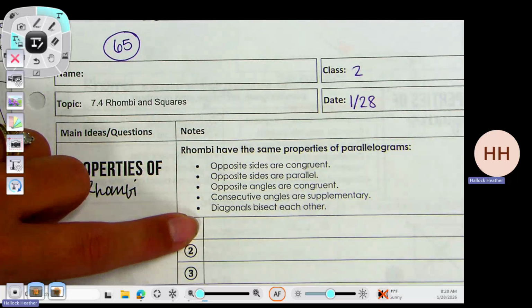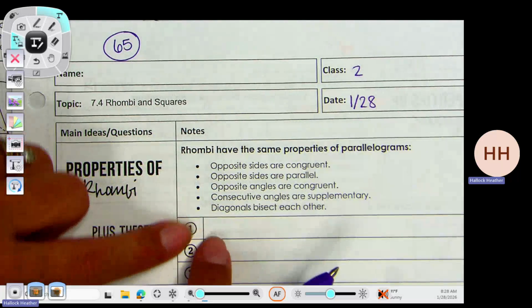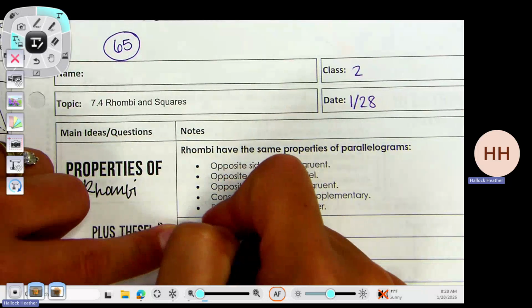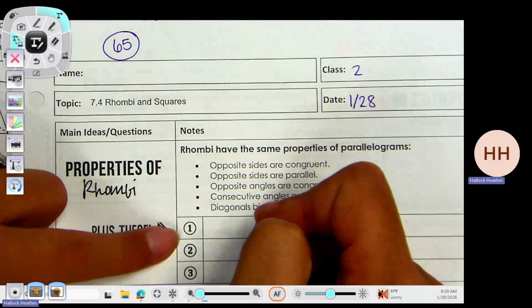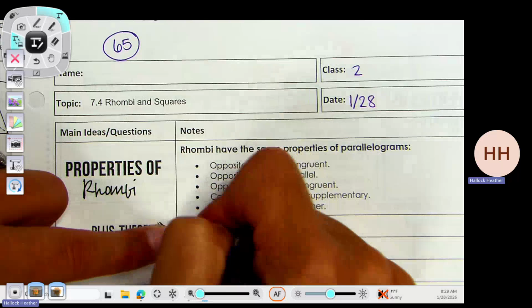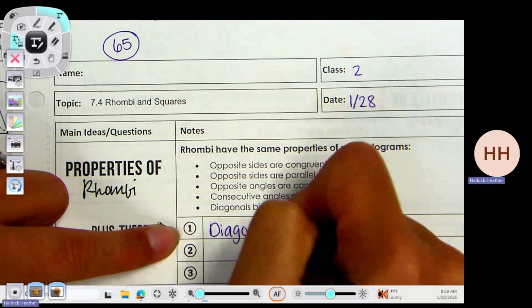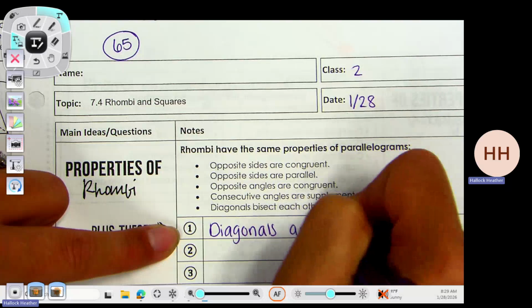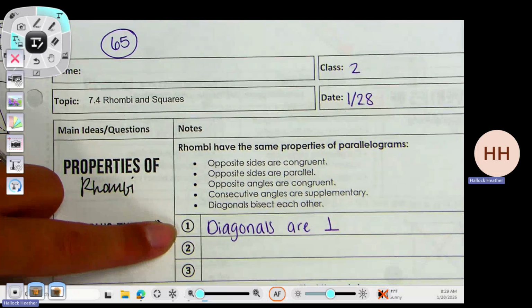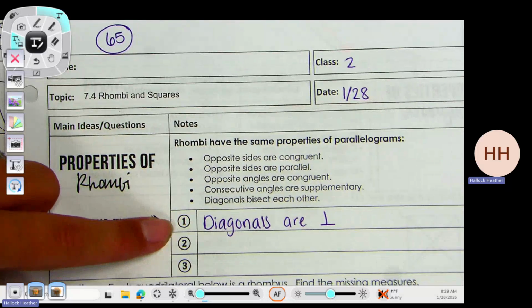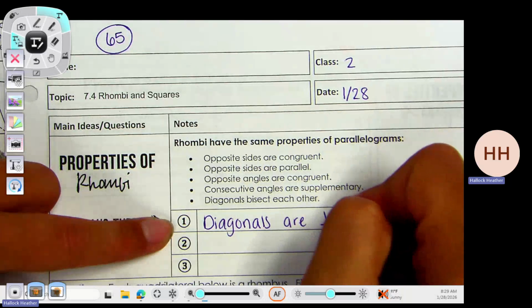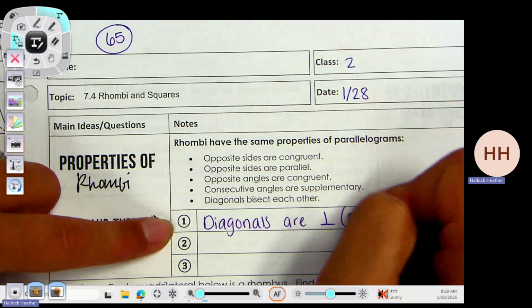Not only do the diagonals bisect each other, but they're not congruent. Oh, they're perpendicular, sorry. Diagonals are perpendicular. So I'm going to use the upside down capital T. Perpendicular is the upside down capital T. They will use that symbol on your EOC. That means this makes 90 degrees where the diagonals crisscross.